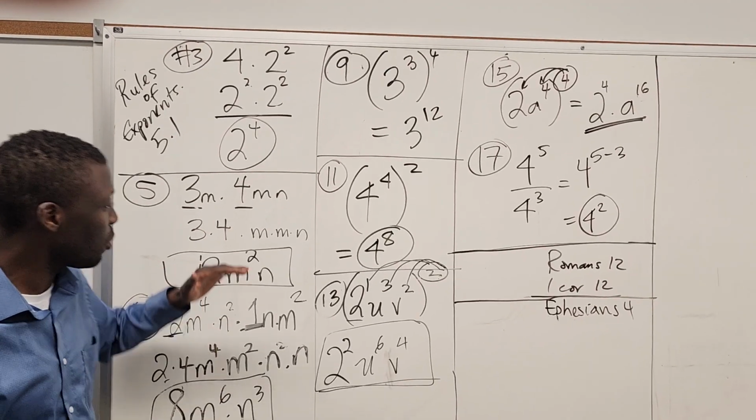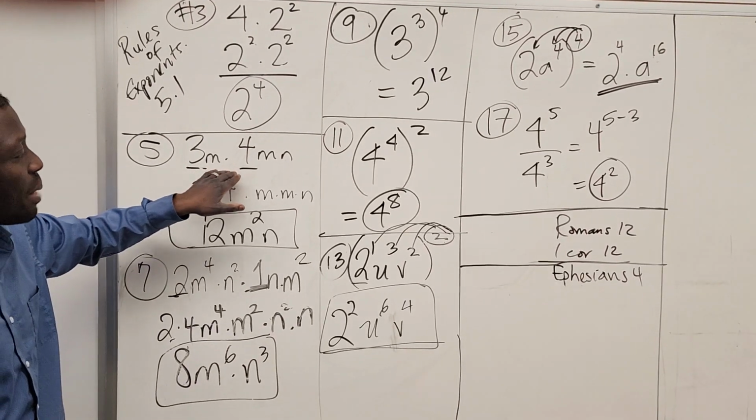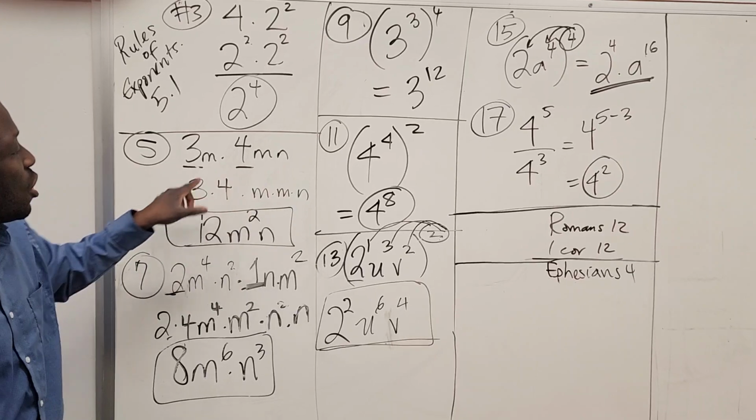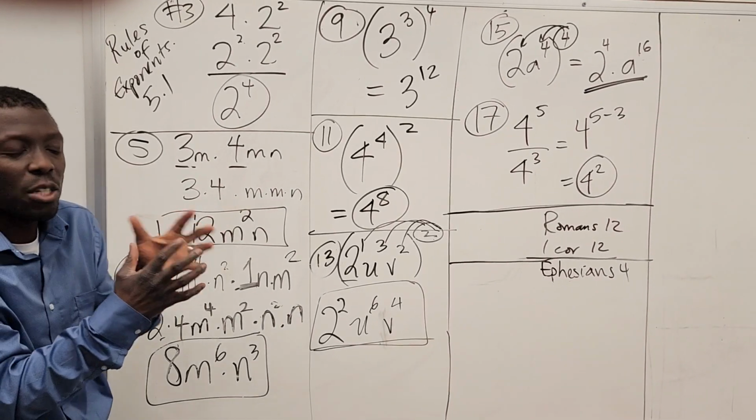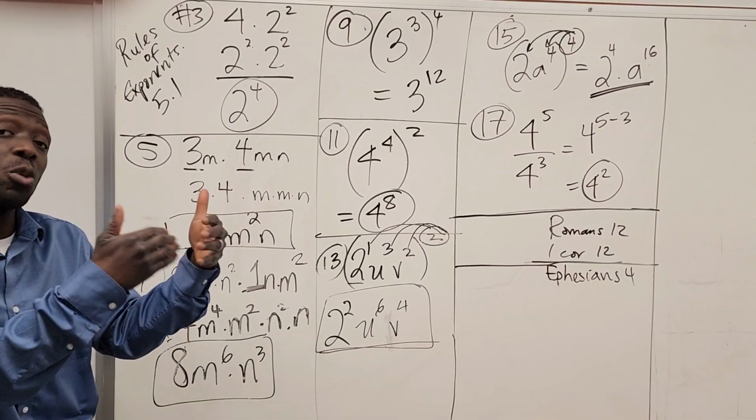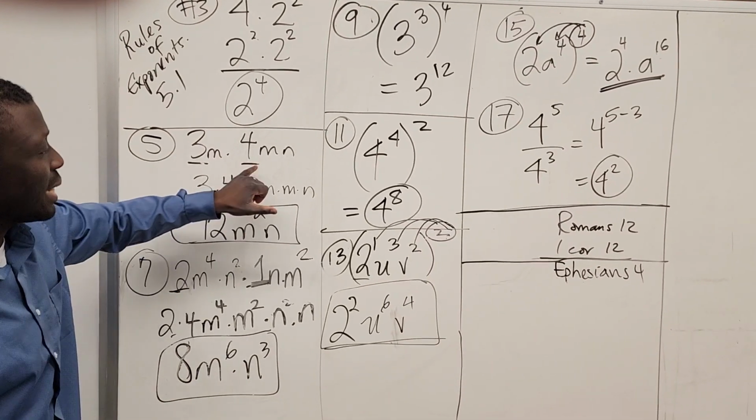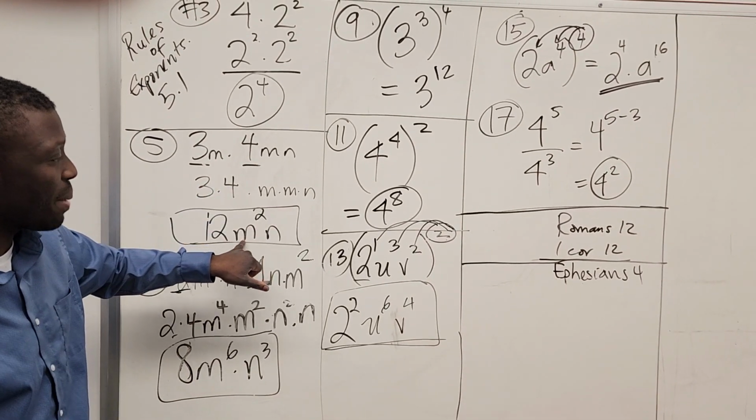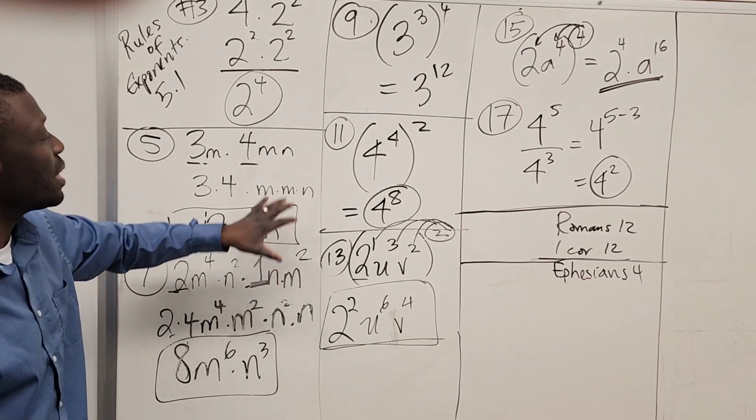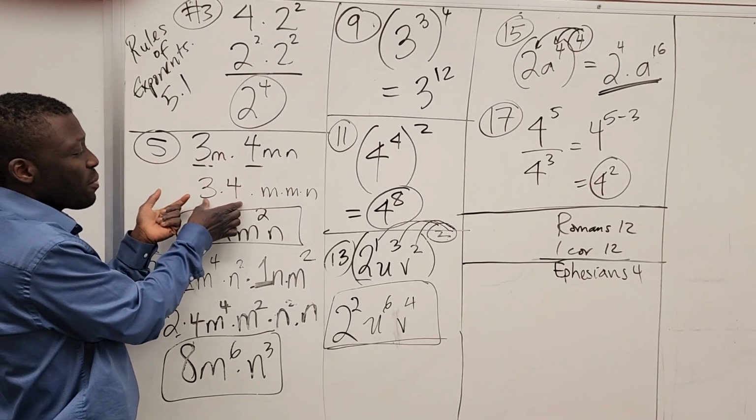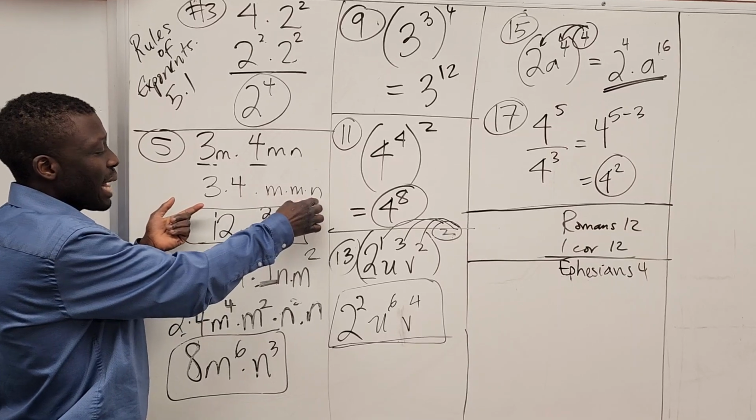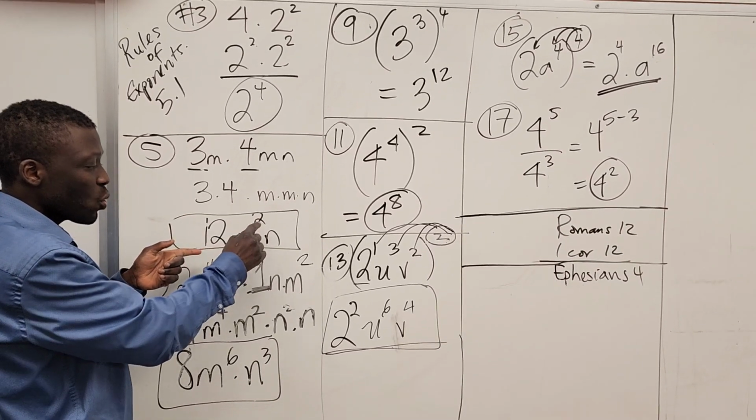Let's look at a few more examples. Look at this problem, 3m times 4mn. You can move the 4 around, and that's because of the commutative property of multiplication. You're allowed to move things around. So 3 times 4 is 12, and then the m's are next to one another. They become m squared, and then the n is by itself. So basically this problem is 3 times 4 and then m times n, so it becomes 12m squared n.